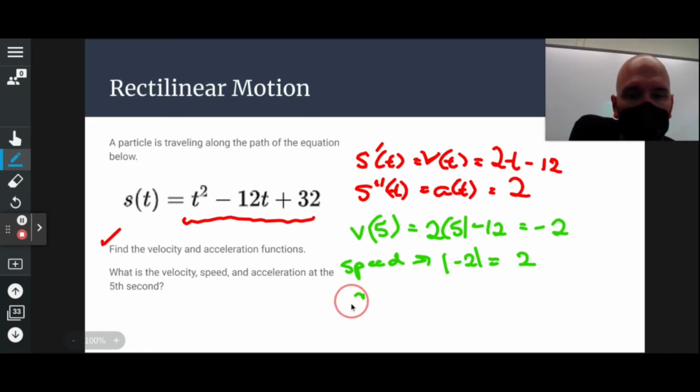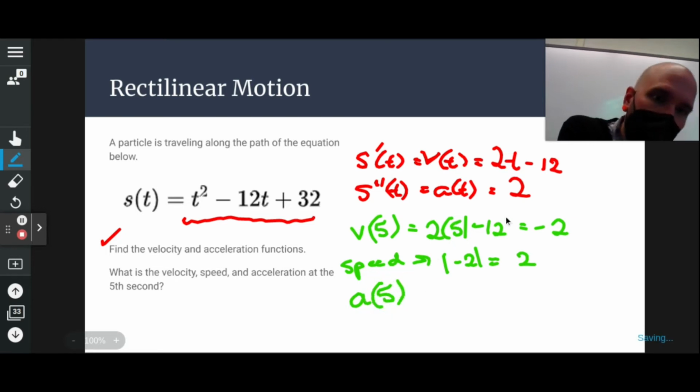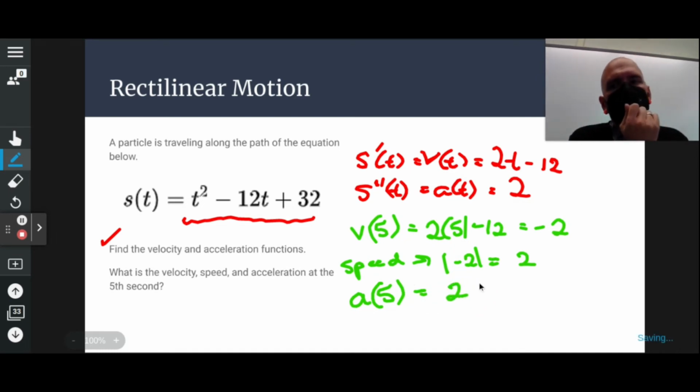My acceleration at 5 is going to have me plugging 5 into 2, which is just 2. And usually that would be given to us as meters per second or meters per second squared or feet per second or miles per hour.